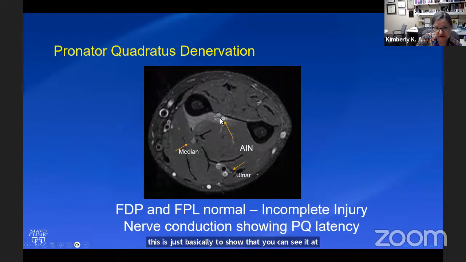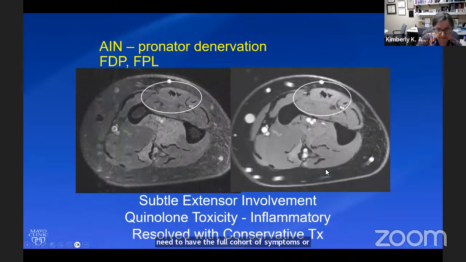And here it is actually more distally where the AIN is enlarged. We've got some denervation of the pronator quadratus. There's PQ latency here, but the FPL and the FDP are normal. So this is an incomplete injury of the AIN. And so you don't need to have the full cohort of symptoms or findings.